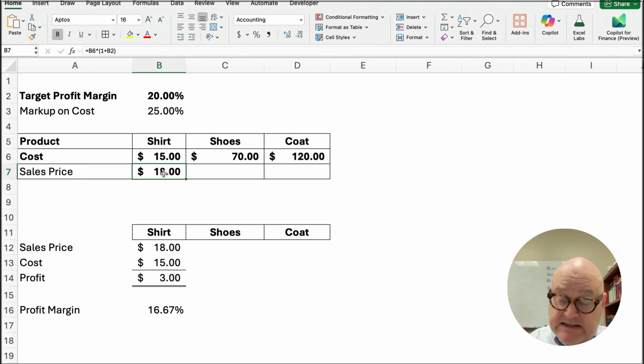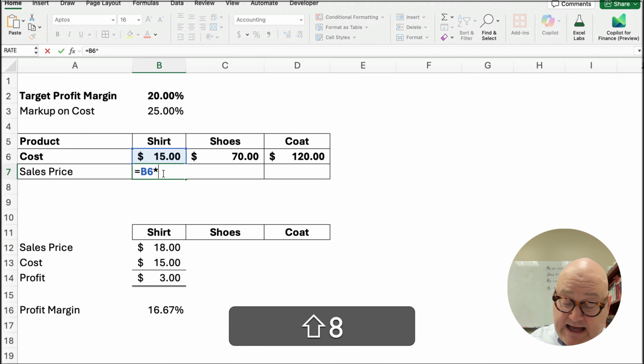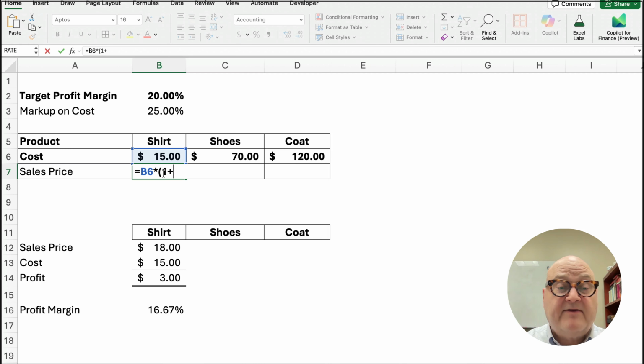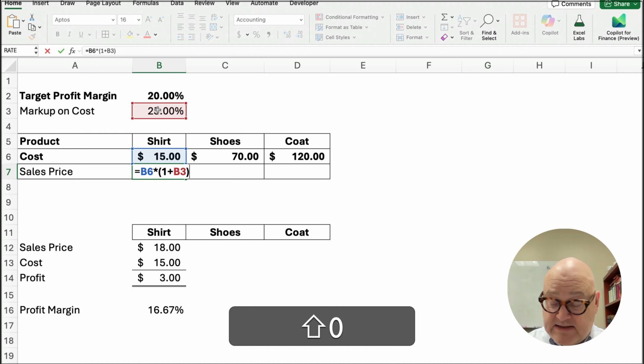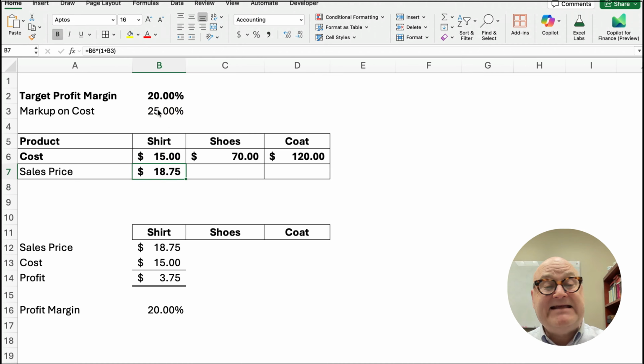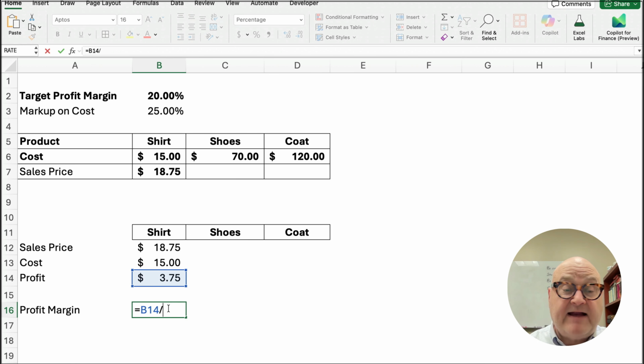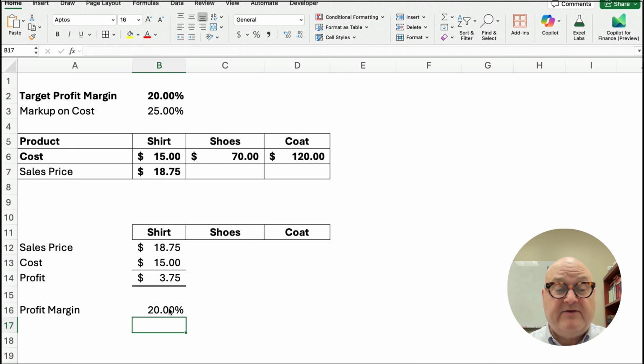So we're going to take the 15 times 1 plus that 25%. So we're going to say we've got to sell at $18.75 rather than 18. And so if our sales price changes, our cost is still 15. We're making $3.75. What's our profit margin? Well, $3.75 divided by the sales price is 20%. What's our markup? $3.75 divided by 15. That would give us 25% markup, right? So we can do the same thing for shoes and coat, and we'll check our work.